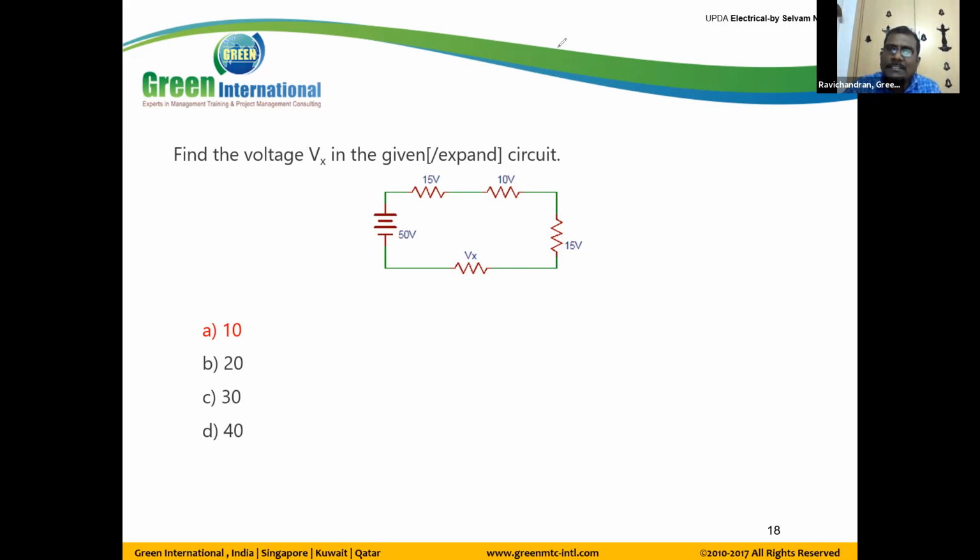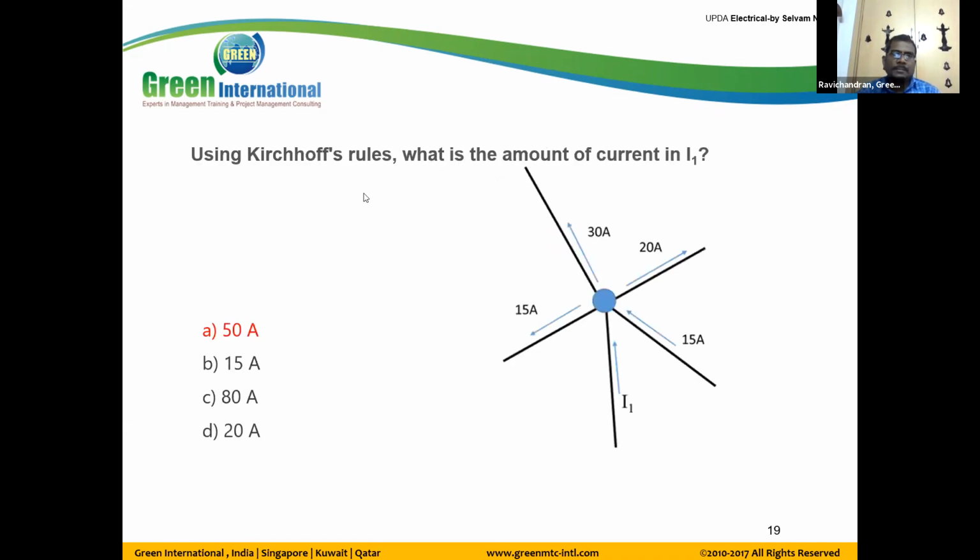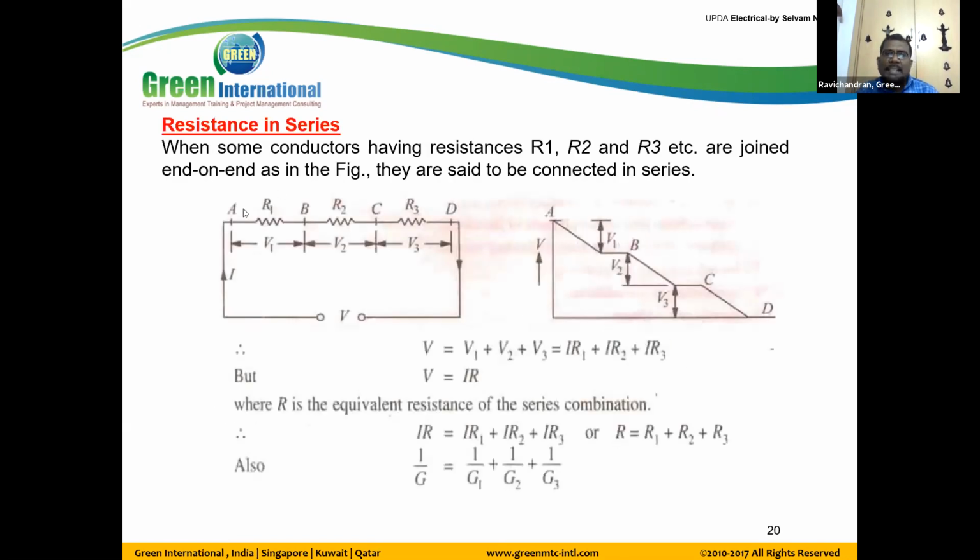So the important keyword is that Kirchhoff's voltage law is applicable only at the closed loop, and Kirchhoff's current law is applicable at the junction point or node. Now, the application of Kirchhoff's voltage law and current law.